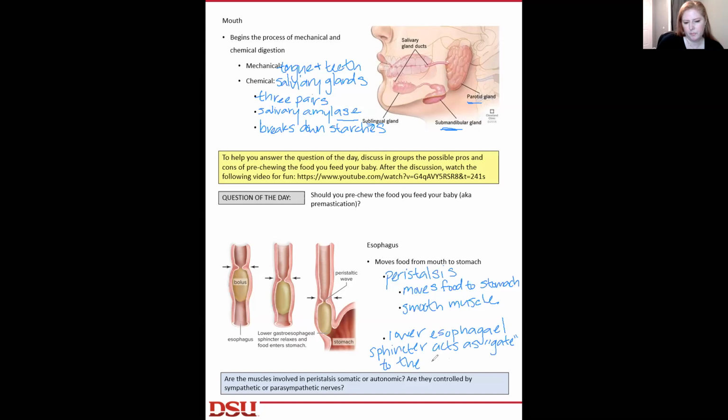Okay, so at the base of the esophagus, right before it enters the stomach, we have something called the lower esophageal sphincter. And it acts as a gate, kind of, a one-way gate, letting the food push down from the esophagus into the stomach.